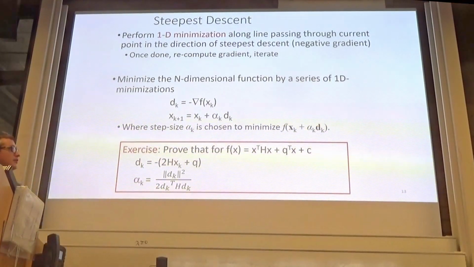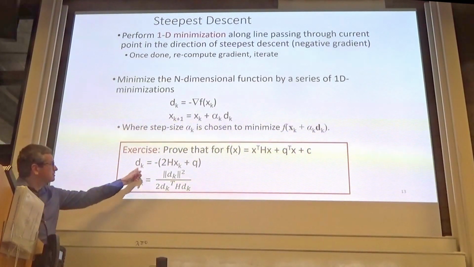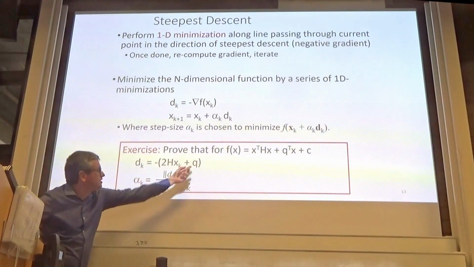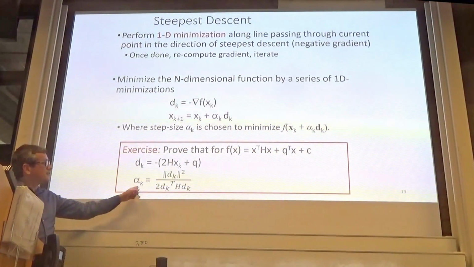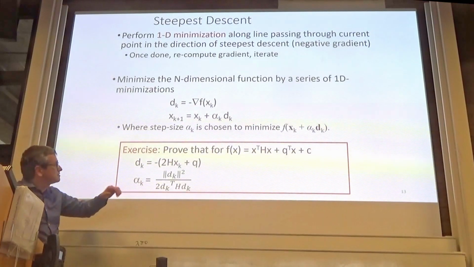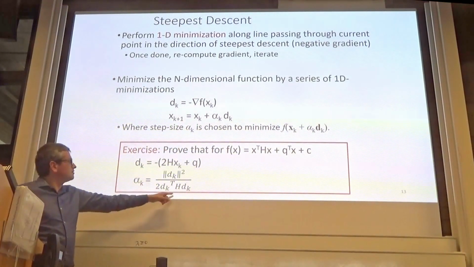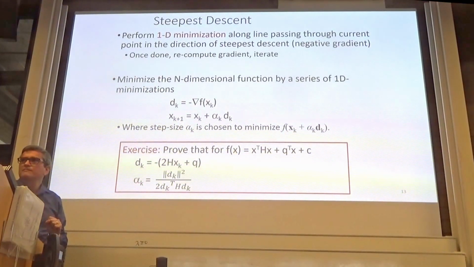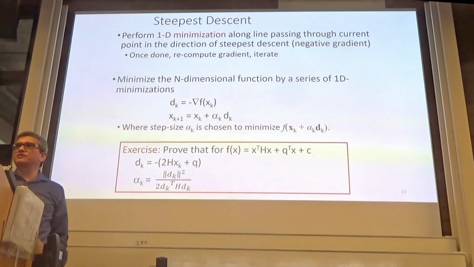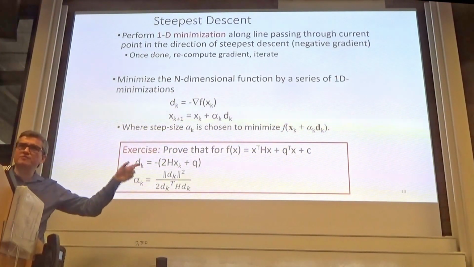So another exercise: prove that if you have a quadratic function, then the steepest descent will do this. So this is really saying the gradient is this expression here, yeah? And the alpha, that's more interesting, the one that minimizes the function in that 1D is equal to this value. Okay? So that's for quadratic functions. For quadratic functions, we know exactly how the algorithm is going to behave. And we're going to look at it a little bit more carefully.